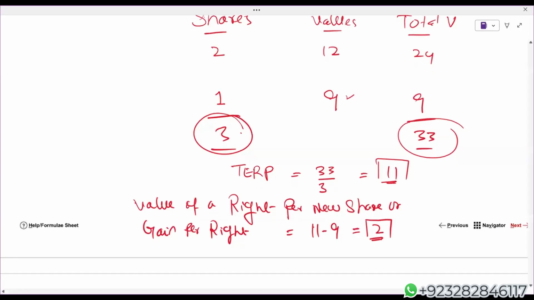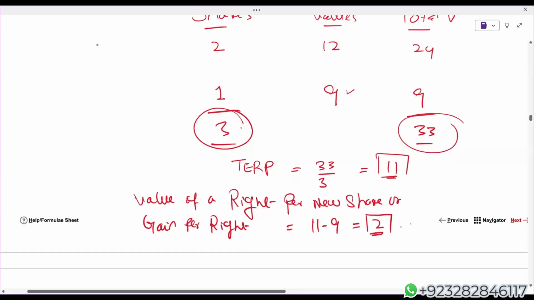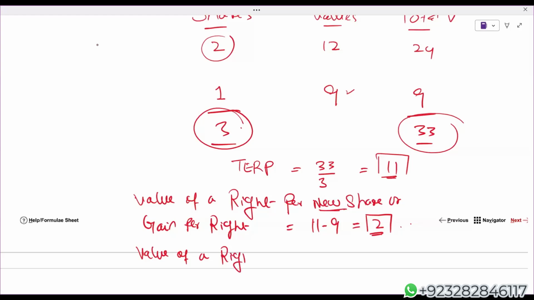Now, in order to have the gain of $2, they need to have how many shares? 2 shares. I need to find out the value of a right per existing share. This 2 is the value of a right per new share. So how to calculate the value of a right per existing share? First, take the benefit per right, which is 2, divided by the existing shares. Interestingly, that is also 2, so I'm getting 1. This 1 is the value of a right per existing share.